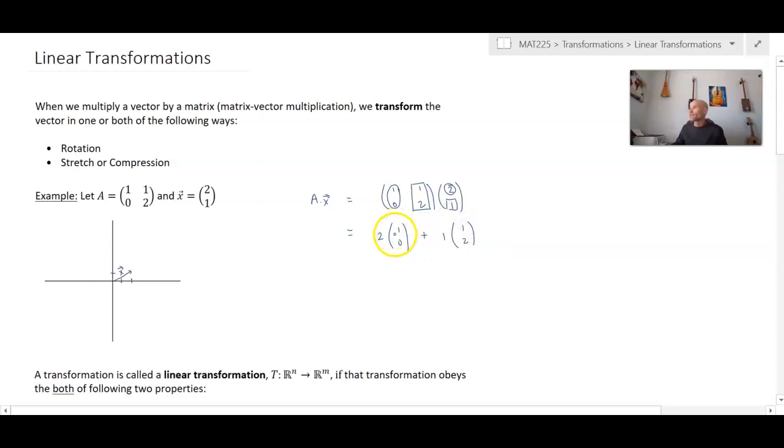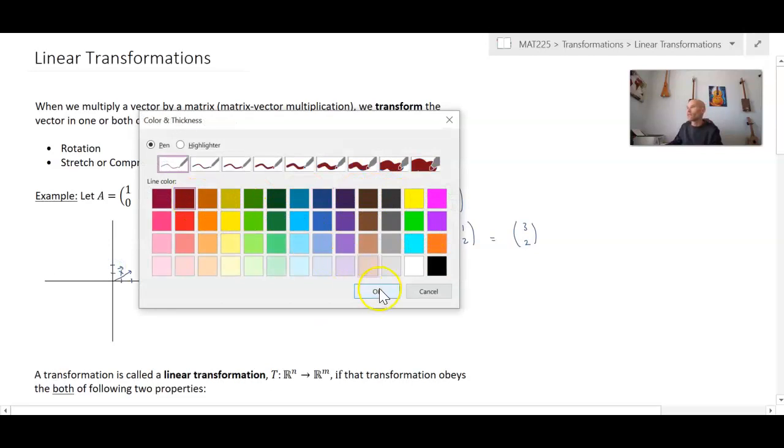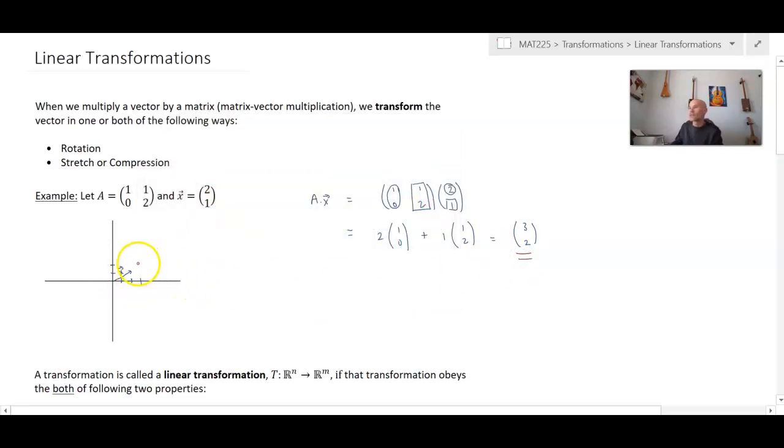Well, that's going to give me 2 plus 1 is 3. So the new x component of this transformed vector is going to be 3, and the y component will be 2 times 0 plus 1 times 2. And that gives us the vector 3, 2. Let's go ahead and plot that vector on the same pair of axes. What will this vector look like? Well, it's going to be the vector that's 3 units over, 2 units up. And there is that vector. This red vector is a representation of what we get when we transform x through multiplication via A.